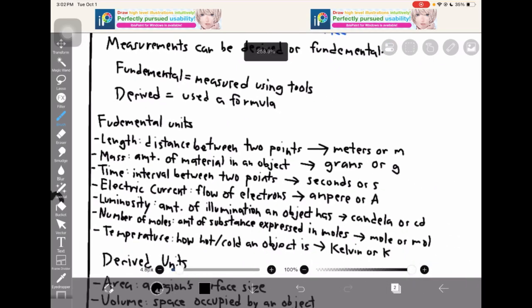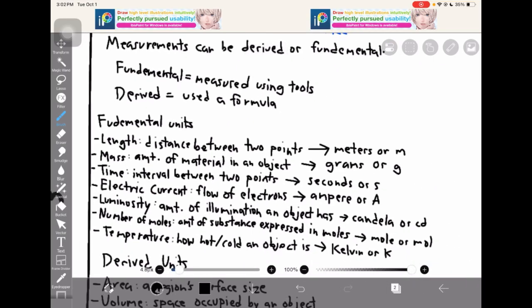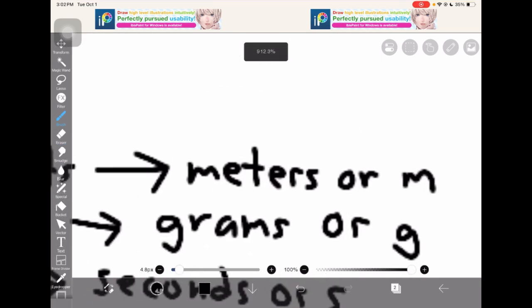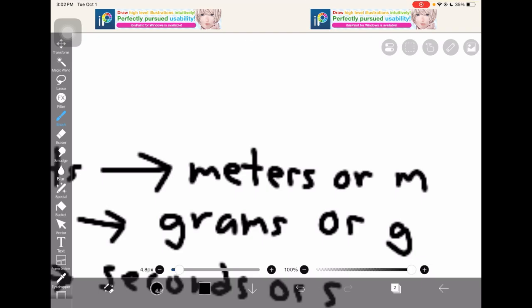Fundamental units. There are seven of them. So first is length, which is the distance between 2 points. That will be meters or m, lowercase m.